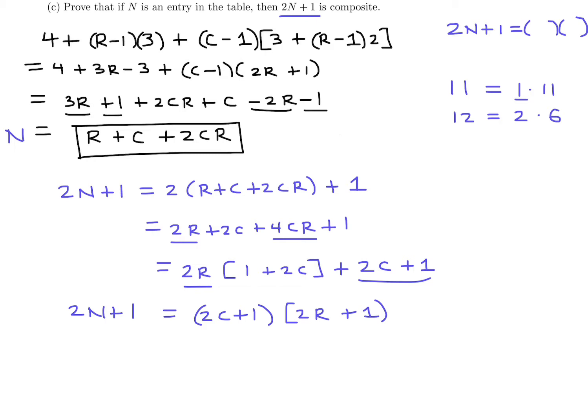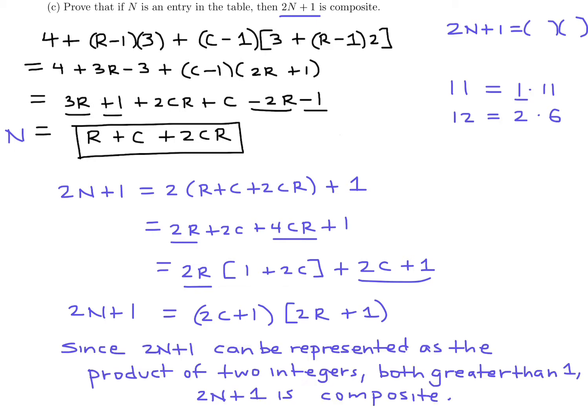So, since 2n plus 1 is the product of two integers, and both of those integers are greater than 1, 2n plus 1 is composite. And that completes our proof.